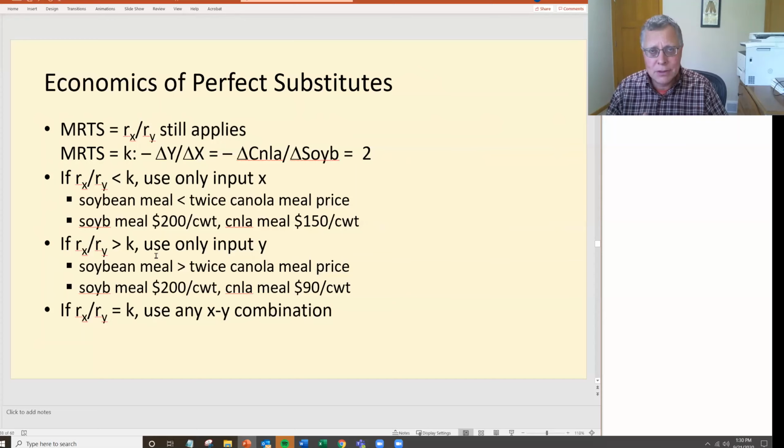What happens is you end up on one end or the other. So if the MRTS, the slope of the isoquant, is some number K, 2, like I did with canola, then if the price ratio is less than that K, you're just going to use only soybean meal. If it's greater than that, then use the other one. So if canola gets cheap, then you use canola. Otherwise, if soybeans are cheap, you use soybeans. And if they're exactly right on that trade-off curve, it doesn't matter how much you use.